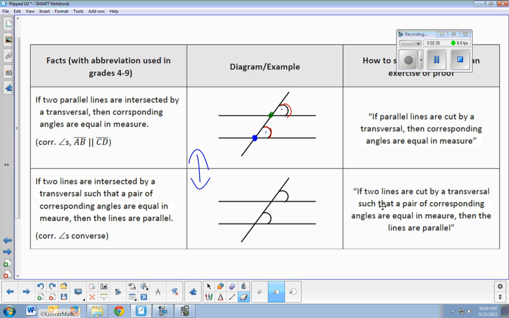So if two lines are cut by a transversal and corresponding angles are equal in measure, or congruent, then the lines must be parallel. So it goes both ways. If the lines are parallel, the corresponding angles are congruent. If corresponding angles are congruent, then those lines are parallel.